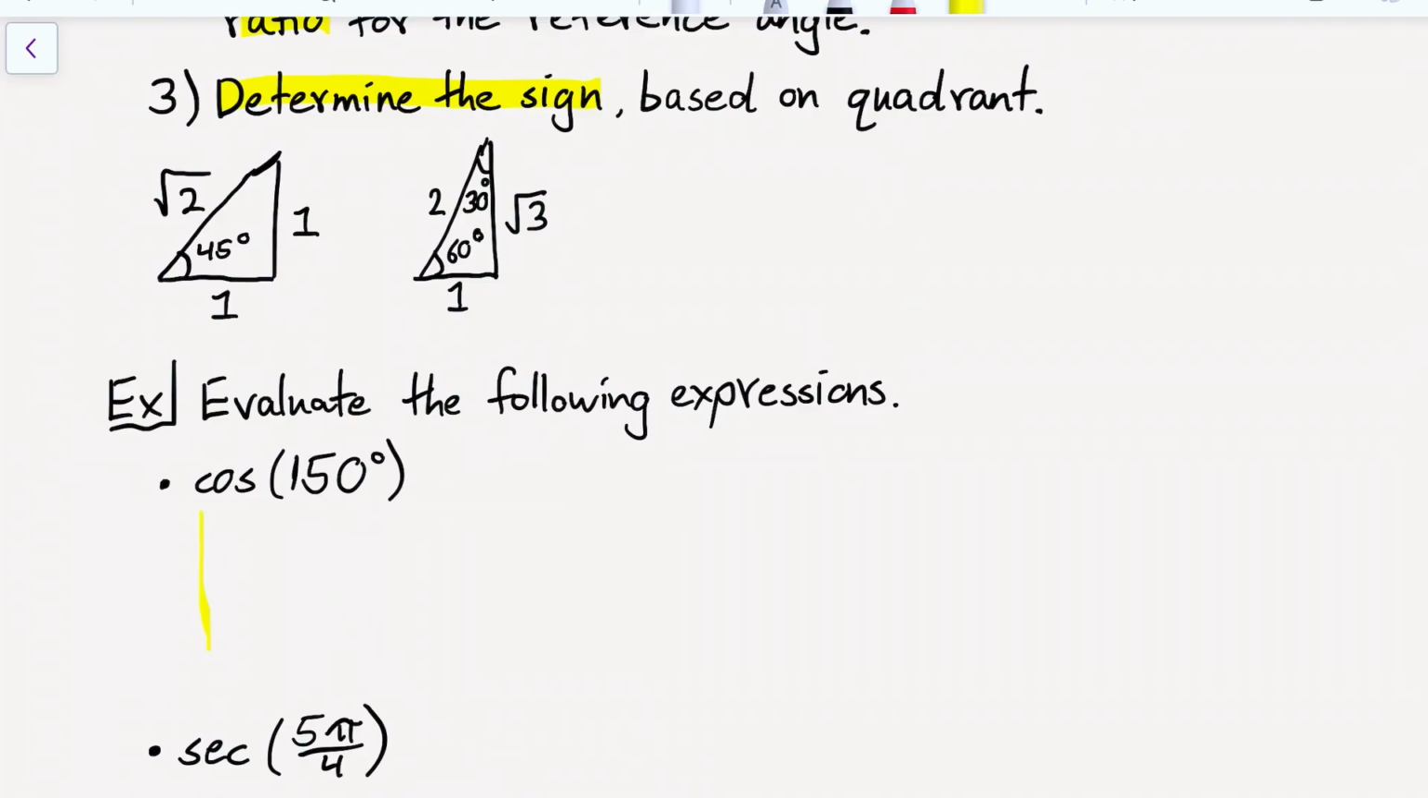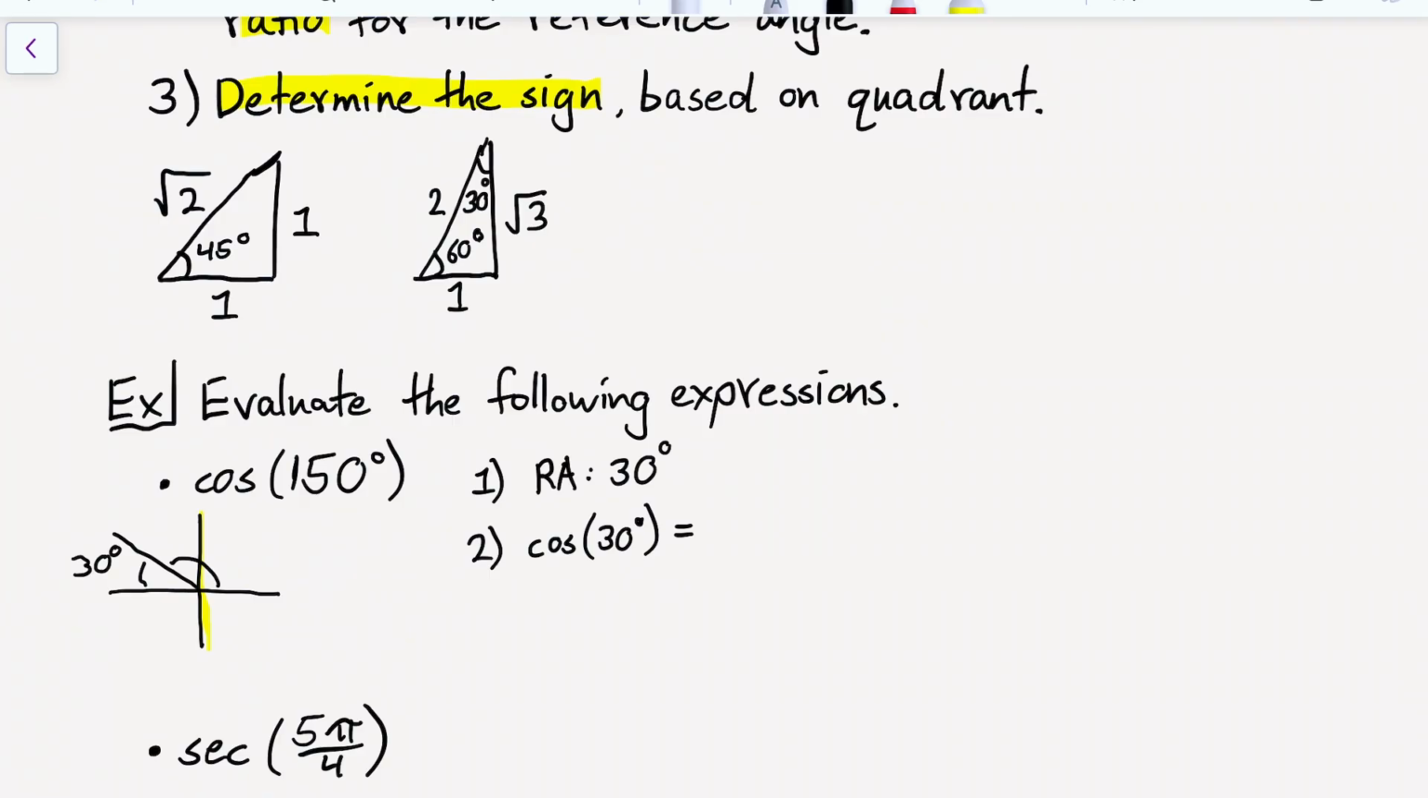Cosine of 150 degrees. It's a good idea to try to identify what quadrant this angle is in. 150 degrees is quadrant 2, about right here, and the reference angle is 30 degrees. So step 1, find the reference angle of 30 degrees. Step 2, we can use the 30, 60, 90 triangle to find cosine of 30 degrees. Cosine of 30 degrees is adjacent leg over hypotenuse, so it's root 3 over 2.